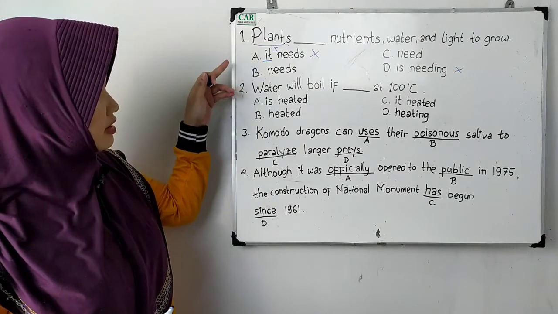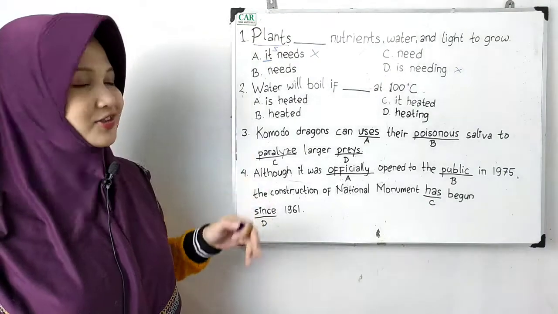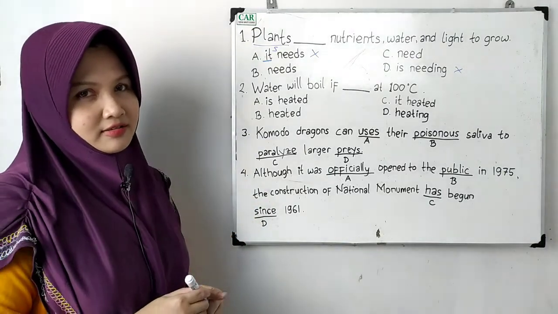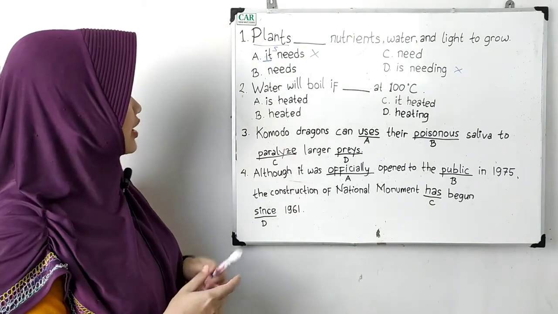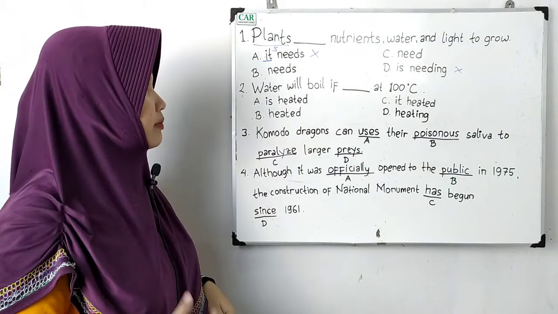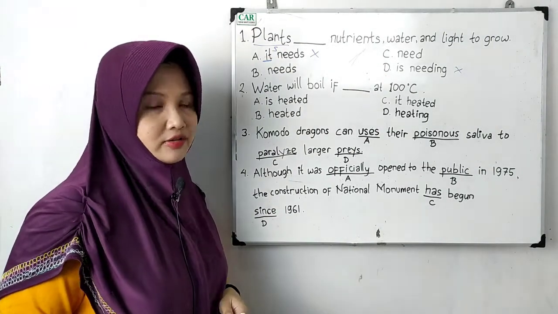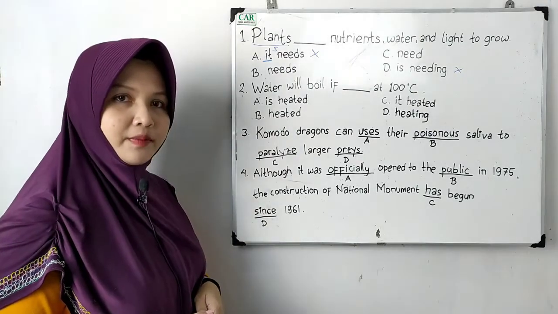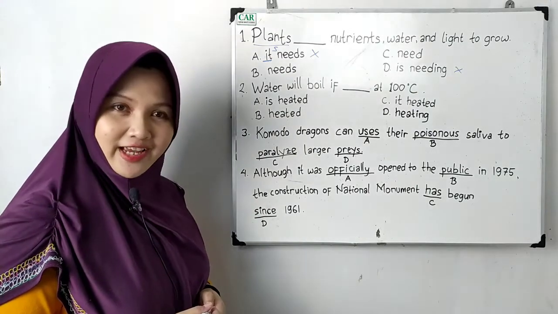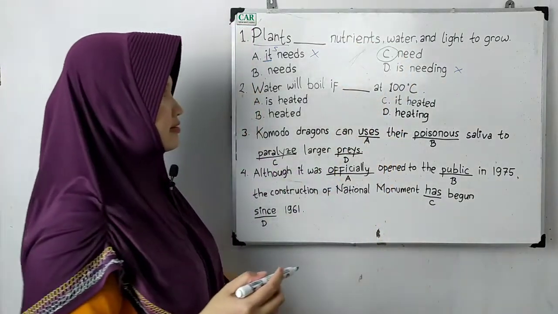Okay, so in question number 1, there are 2 answers left, right? Needs or need? Okay, look at this subject again. Plants with S. So it means that it belongs to a plural noun. That's why the verb must be verb 1 without S. So where is the answer? Yes, C.